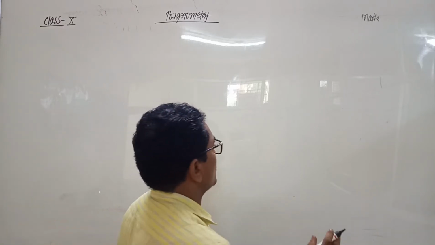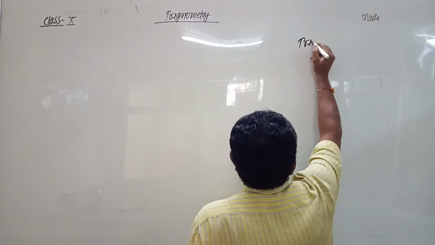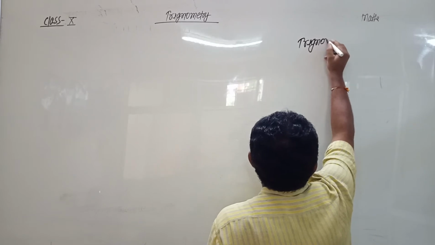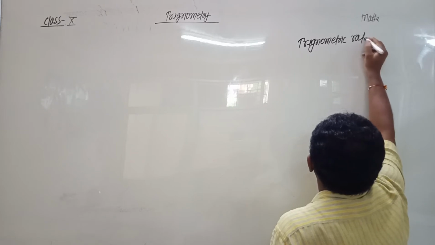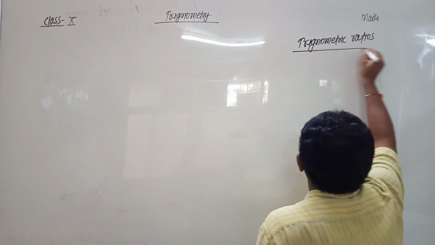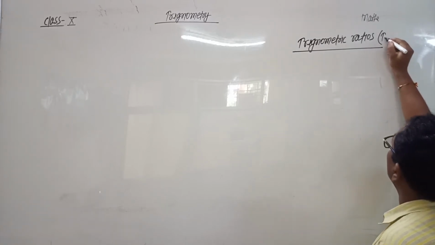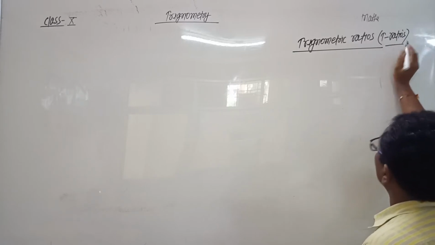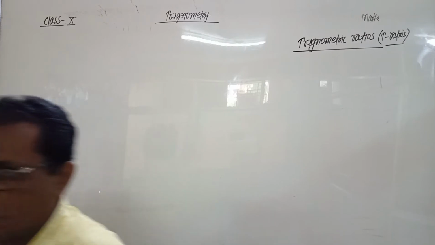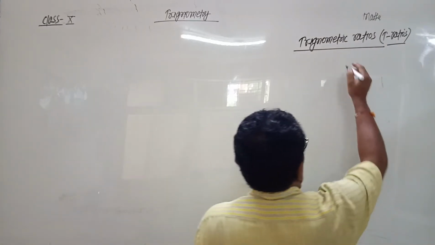So first we talk about trigonometric ratios, which are also called T ratios. Trigonometric ratios are also represented by T ratios. So there are 6 trigonometric ratios.